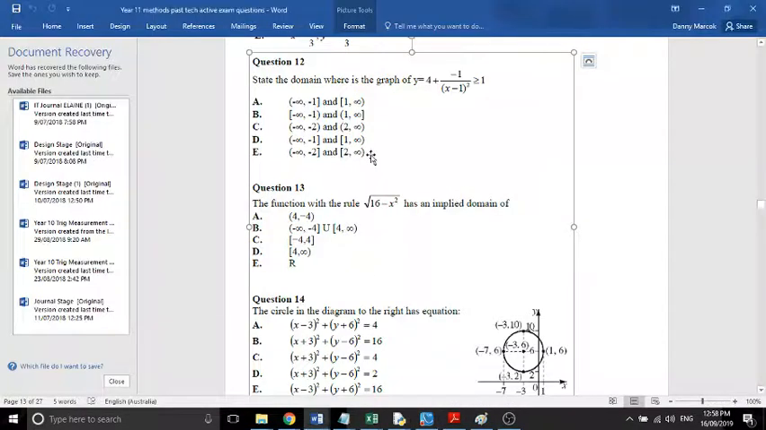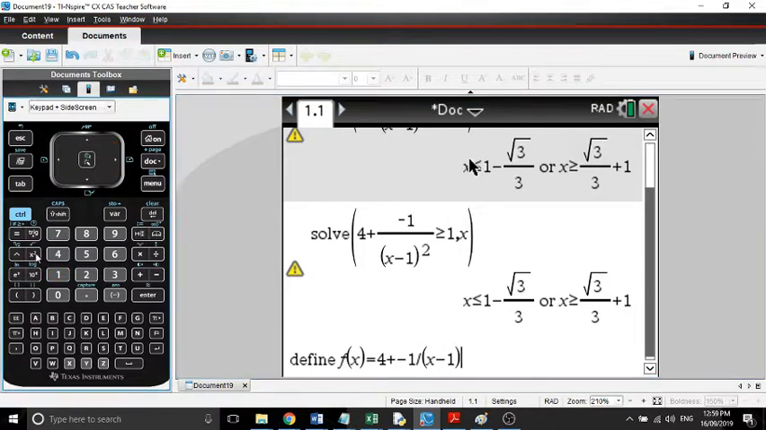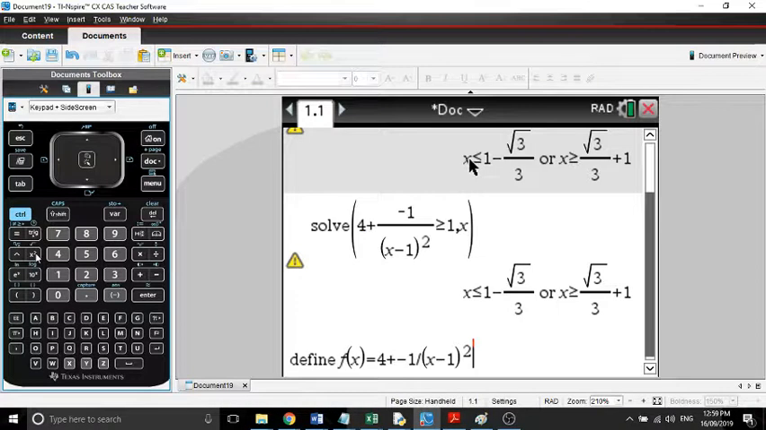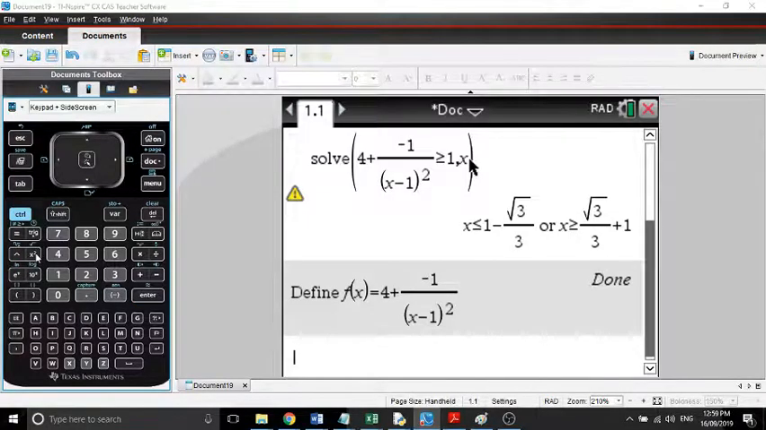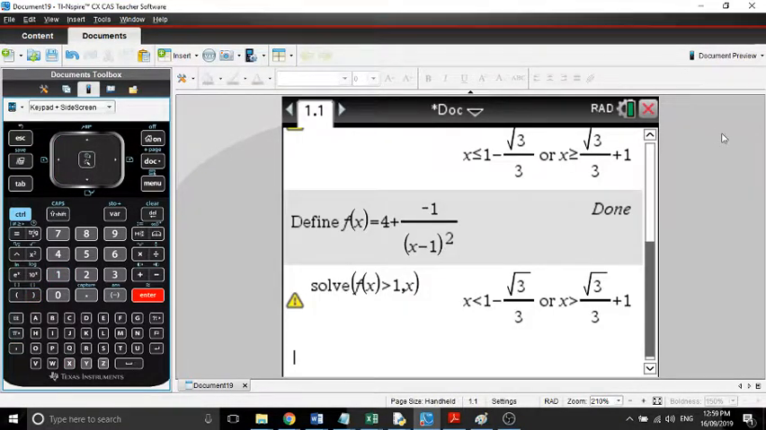Define. Let's define this thing. f of x equals 4 plus negative 1 divided by x minus 1 squared. Okay, so that's what we've got there. Solve. Where is f of x greater than 1? Let's just have a look at that, just save a bit of time. We're solving for x. Okay, we've got the same thing.